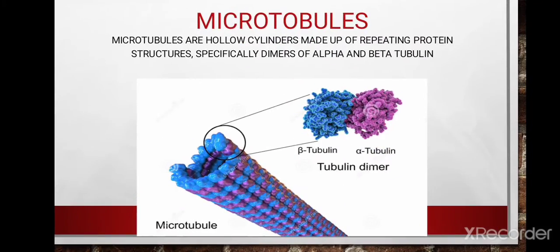We have here microtubules. These are hollow cylinders made up of repeating protein structures, specifically dimers of alpha and beta tubulin, with a positively charged end that grows relatively fast and a negatively charged end that grows relatively slow. Protofilaments arrange themselves parallel to each other in a microtubule. The positive end of the microtubule always has beta subunits exposed, while the negative end has alpha subunits exposed. Having polarity allows the microtubule to assemble in a specific way and function correctly.